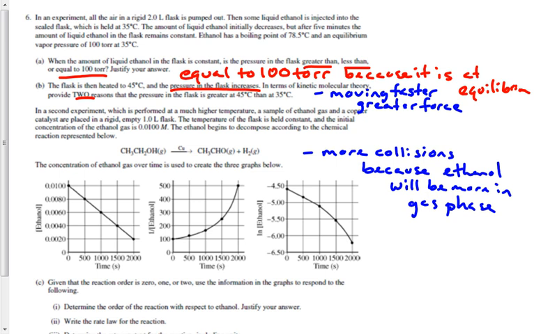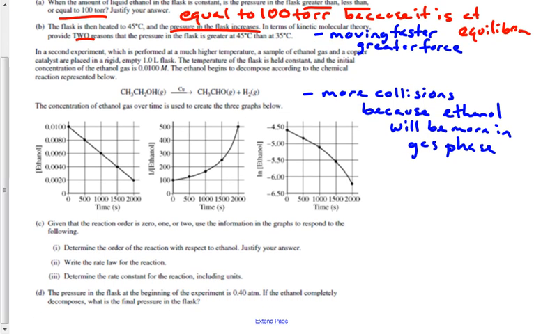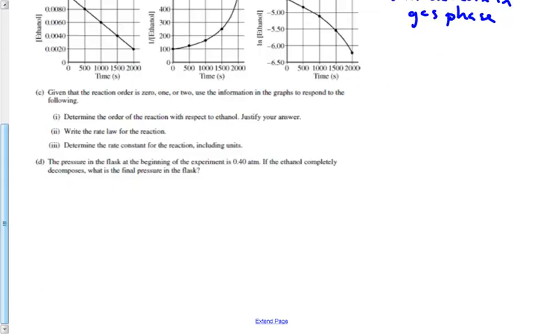This is actually why I picked this problem. In a second experiment, which is performed at a much higher temperature, a sample of ethanol gas and a copper catalyst are placed in a rigid, empty 1-liter flask. The temperature of the flask is held constant, and the initial concentration of the ethanol gas is 0.01 molar. The ethanol begins to decompose according to the chemical equation. The concentration of ethanol gas over time is used to create these 3 graphs. Oh, hey, C. Given that the reaction order is 0, 1, or 2, hey, good. Glad we established that. Use the information in the graphs to respond to the following. I. Determine the order of the reaction with respect to ethanol. Justify your answer.